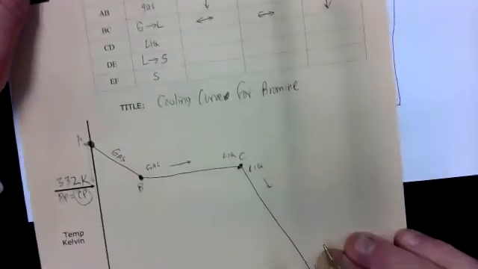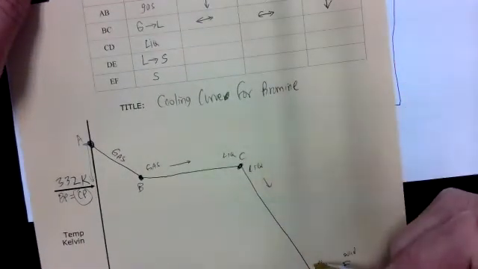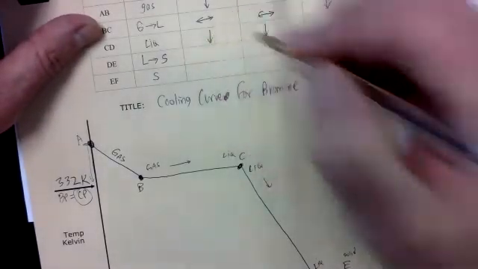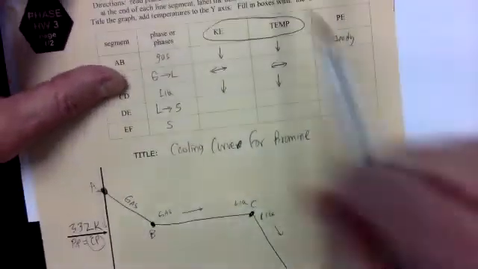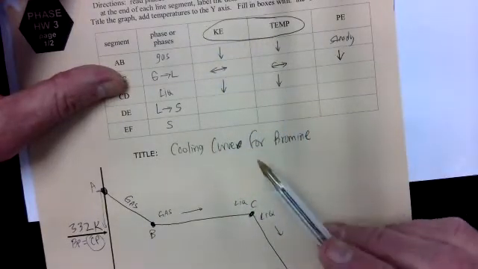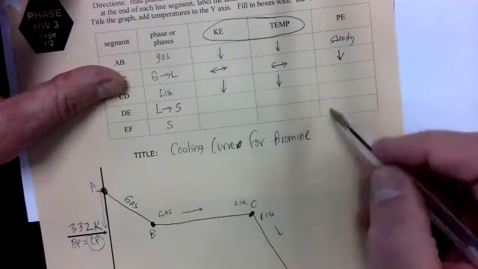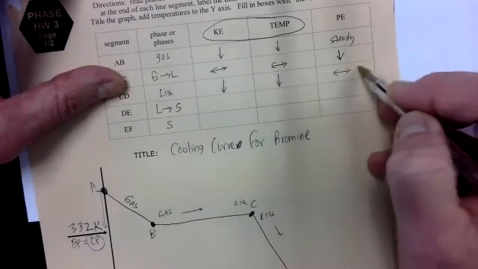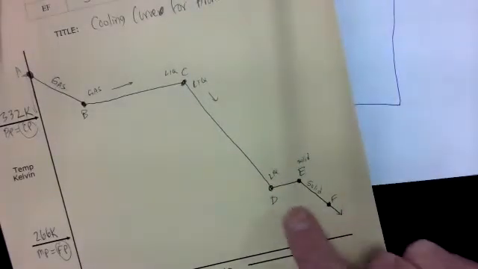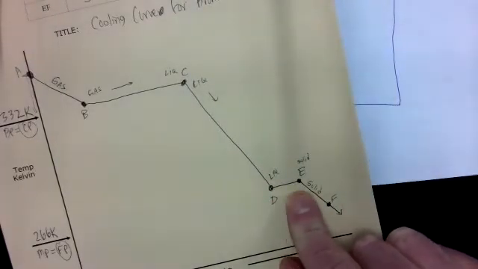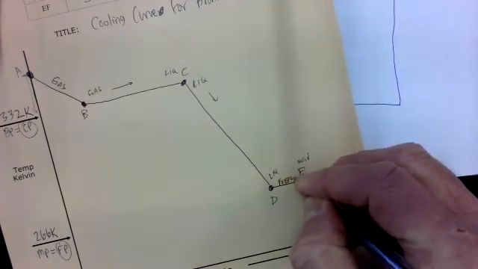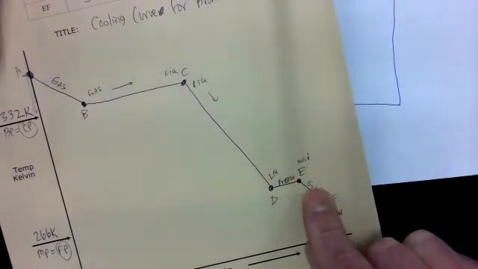From C to D, we start out with liquid, we end up with liquid, but the temperature is surely going down, and the kinetic energy does the same thing because the kinetic energy and the temperature always do the same thing. And since there's a change in kinetic energy, that means there's going to be steady potential energy. Now, this D to E business, this short one, this is actually the freezing point. It's going to freeze right across here. It's liquid, and it's going to become a solid.